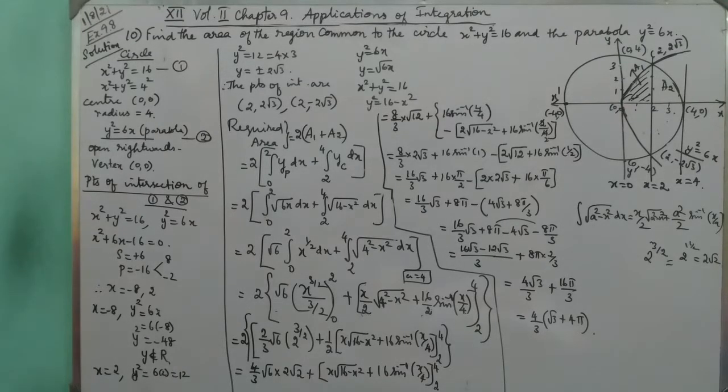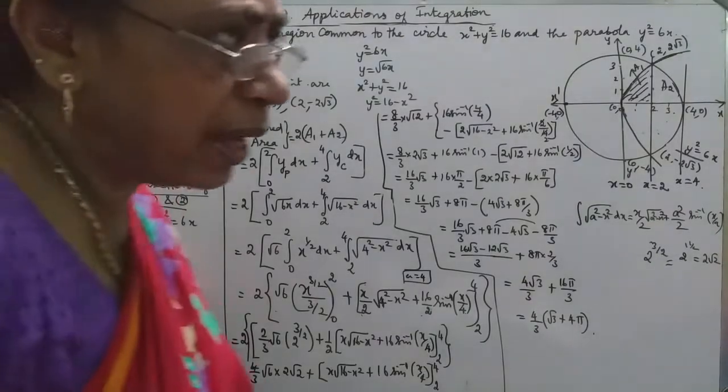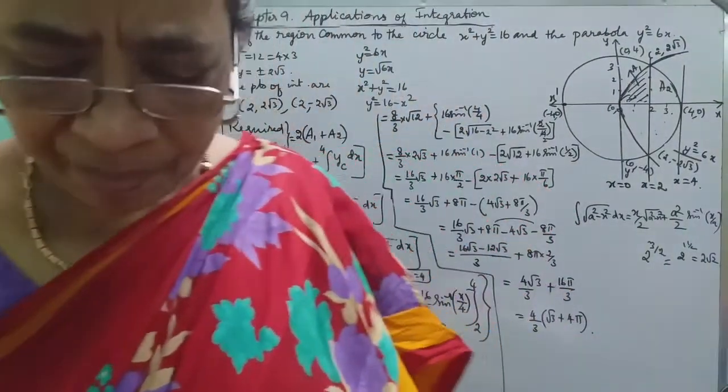Hello students, exercise 9.8, last sum, number 10. Find the area of the region common to the circle x square plus y square is equal to 16 and the parabola y square is equal to 6x. Okay, first we have to concentrate on the curves given.